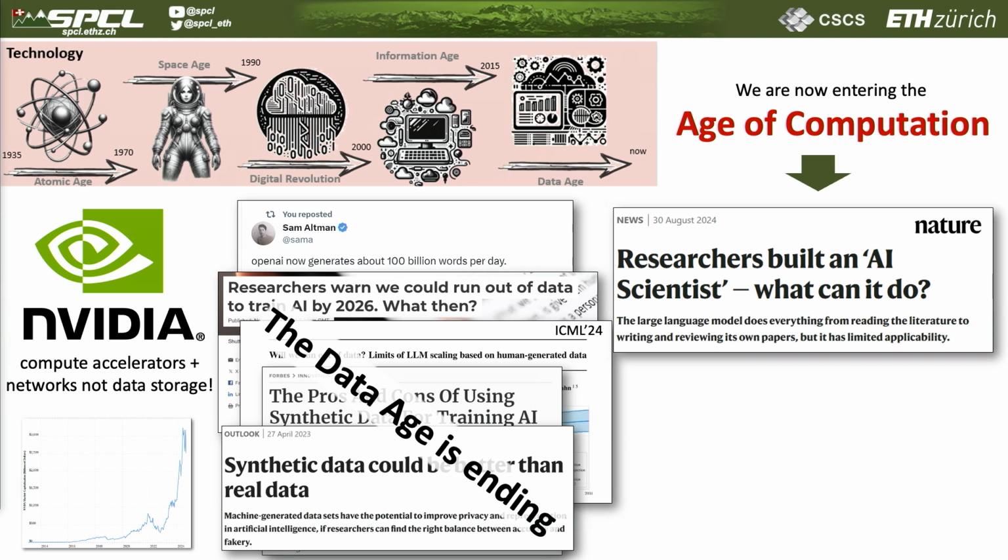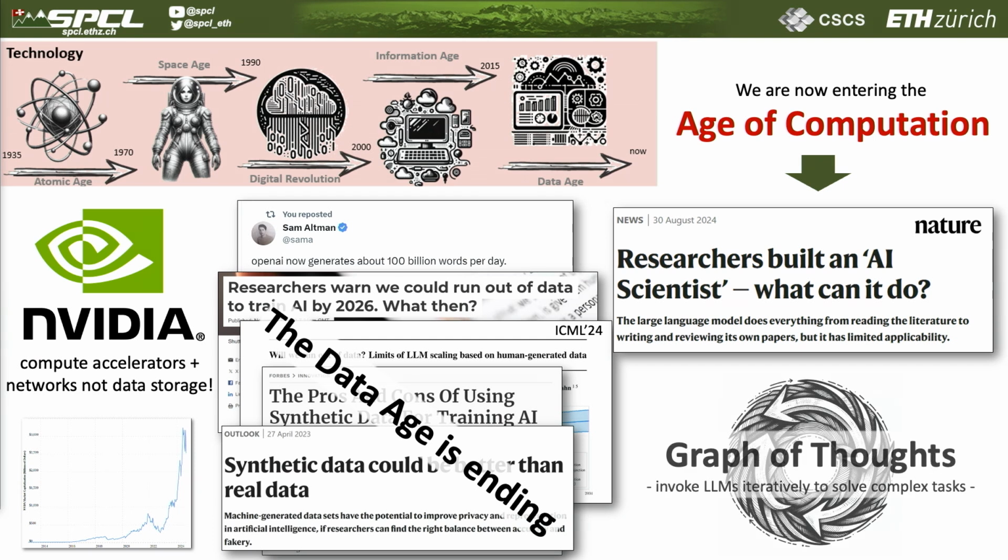In fact, yesterday, or today, depending on what time zone you're in, OpenAI released the Strawberry model. The Strawberry model is based on the fundamental idea of the model discussing with itself somehow. The model repeatedly invoking itself. And here's something that comes in: it was actually developed in my group at ETH Zurich, enabled by the Alps infrastructure, or early versions of it, by the environment we have here, this Graph of Thoughts. And the idea is very similar. We invoke LLMs iteratively to solve complex tasks.